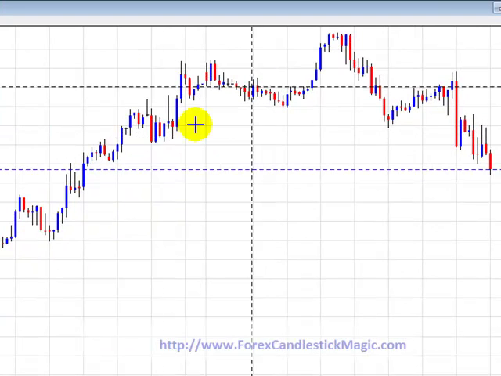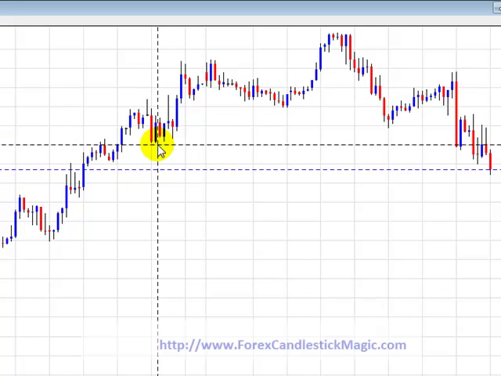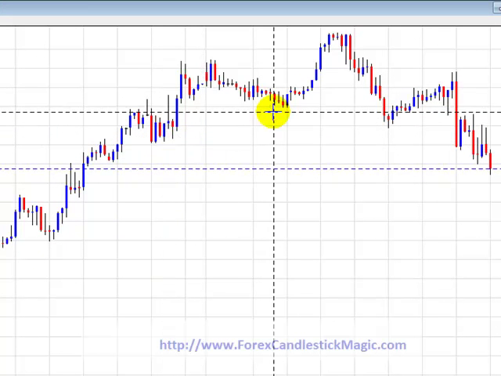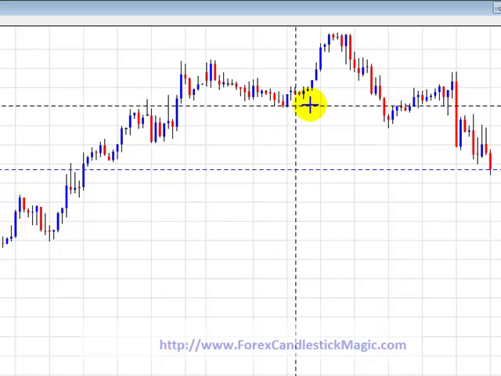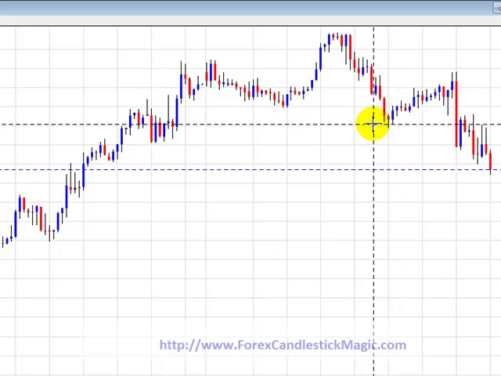If I look at this overall setup, this is the lowest point, this is the highest of all the lows, and this is the midpoint of all the lows.